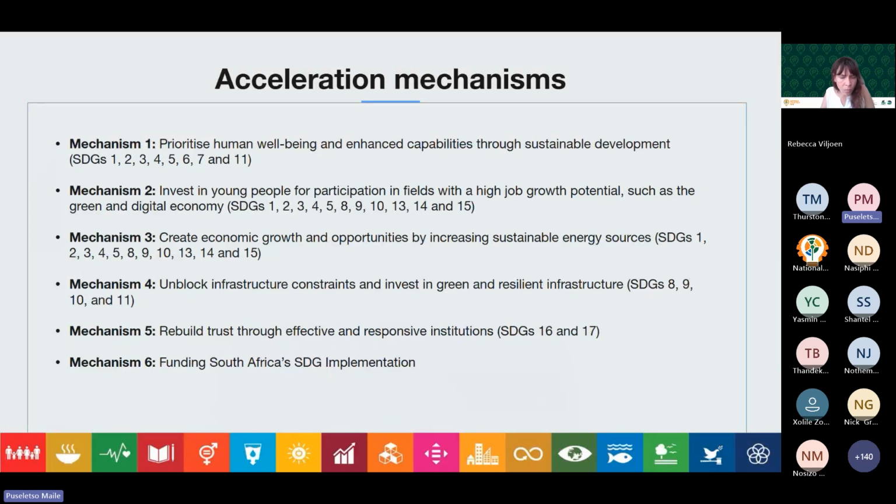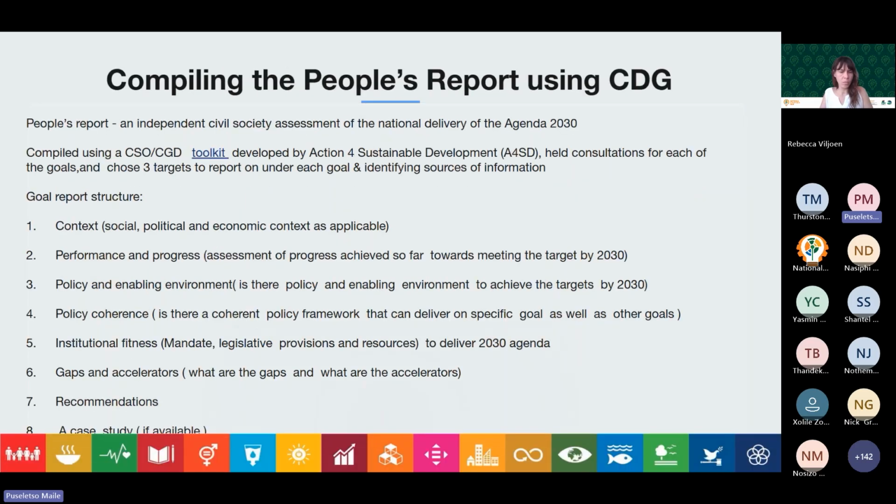One of the mechanisms that civil society advocated for during that process was mechanism 1 on prioritizing human well-being and enhanced capabilities through sustainable development goals. Some of the mechanisms include the second mechanism on investing in young people for participation in the fields with a high job growth potential, as well as the mechanism on funding South Africa's SDG implementation. These acceleration mechanisms are in the national Voluntary National Report. Civil society also compiled their own report.